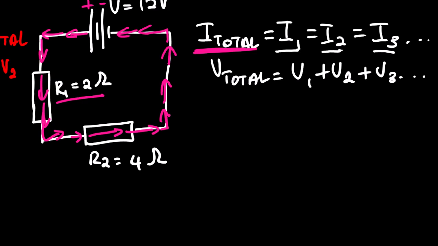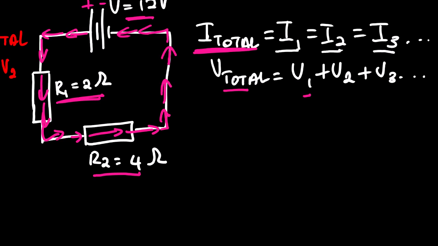Now for potential difference, the sum of the voltage or the potential difference across R1 and R2 will be equal to 12. V total is equal to 12, and V1 is the potential difference across R1, which is not equal to 12. It doesn't behave like current. This is what is happening.